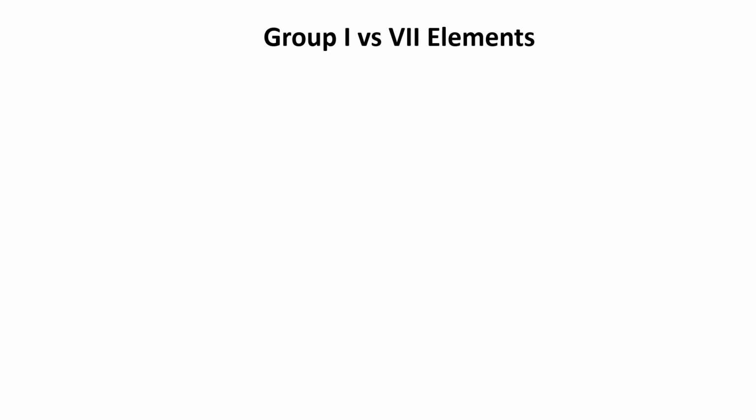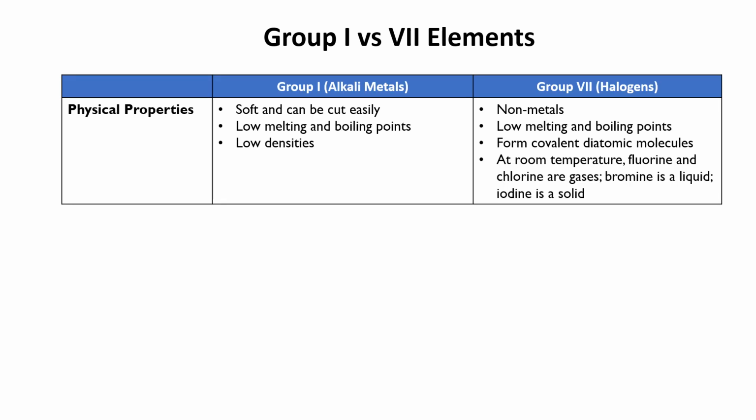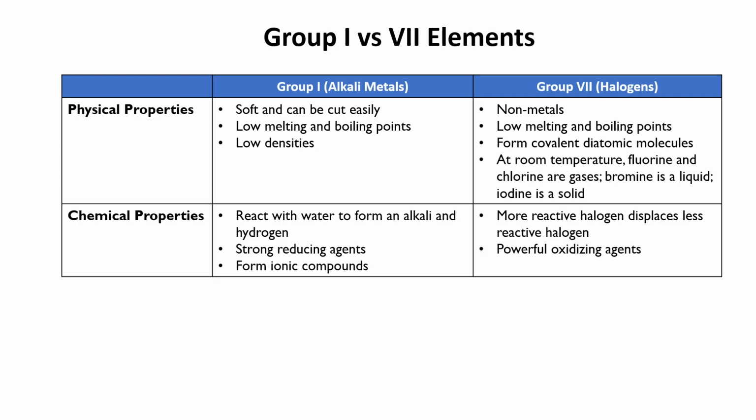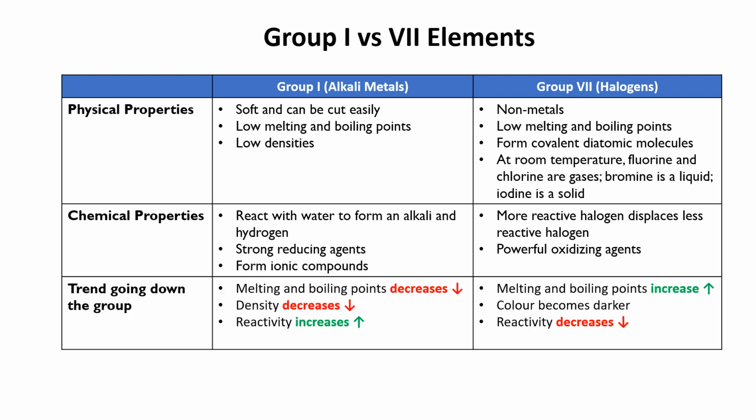So now we look at the summary table of group 1 and group 7 elements for physical properties. This is the summary table for chemical properties. And lastly, the trend going down the group. This is an important table that you need to remember, as you need to know the difference between the properties for group 1 and group 7 elements.